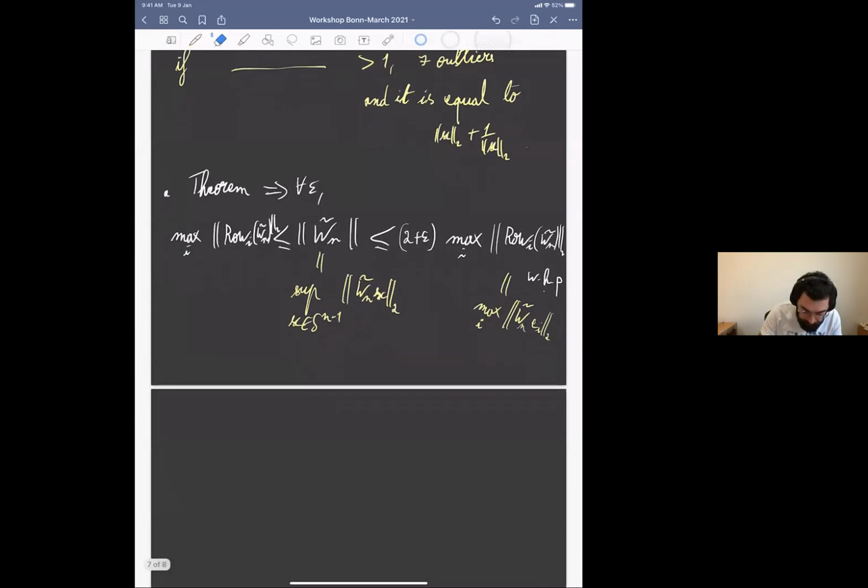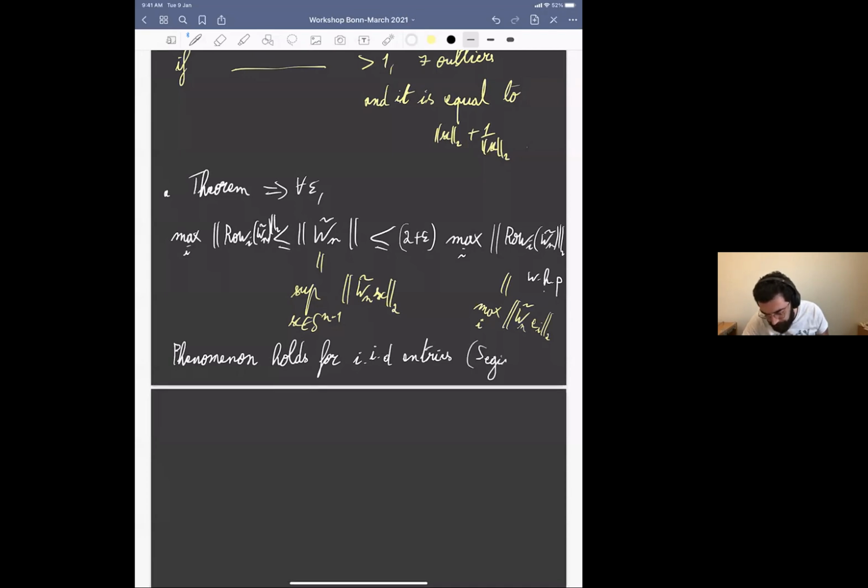And actually, this phenomenon that the operator norm of a matrix is governed up to a constant by the maximal Euclidean norm of a row was observed. This phenomenon holds for all IID matrices, so matrices which have IID entries. This is due to Latała in 2000.